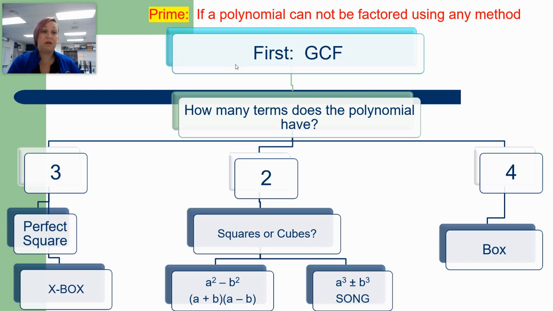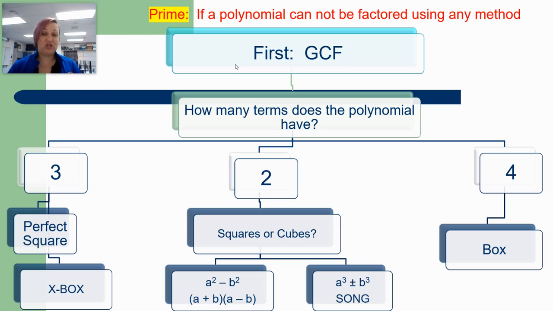Think of it like prime numbers, right? If I have the number 12, I can change that into a 2 times 6. But if I have the number 11, I can't change that into different numbers. And so 11 is prime. And same thing with polynomials. If you can't factor it, then it's prime.